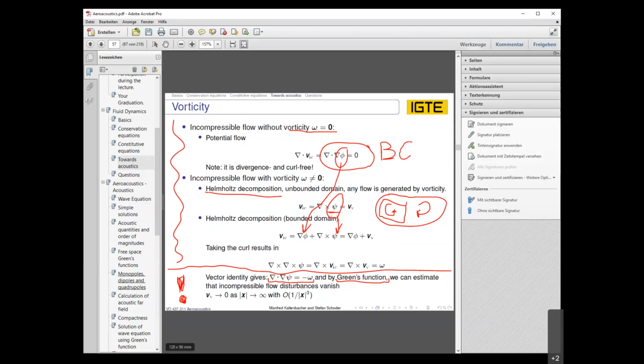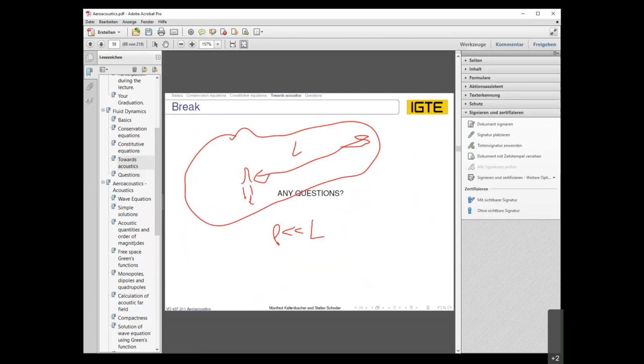Or do you know what a Green's function is? We heard it in different contexts. Okay. But it would be good to have a recap, I guess. Okay. Good. So the first thing was we have this domain stuff here and the Green's function.